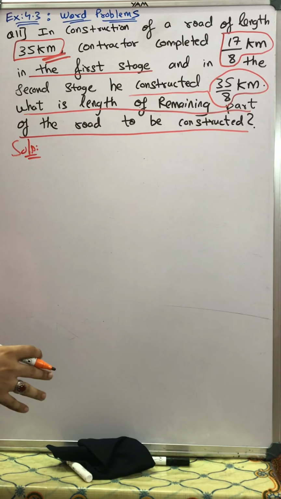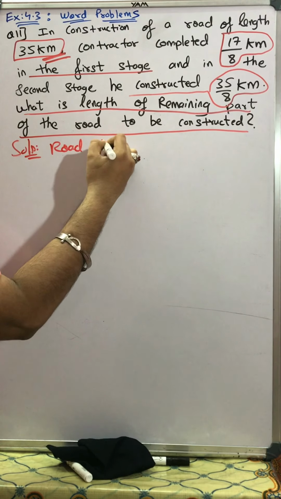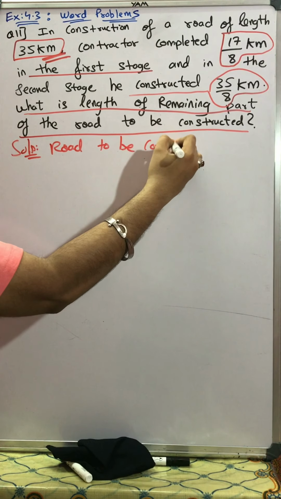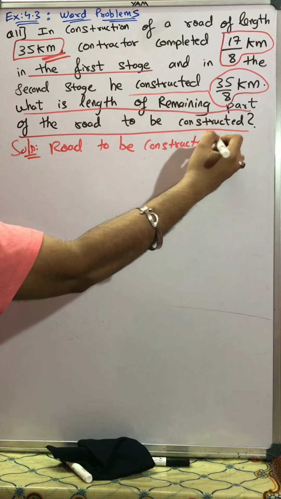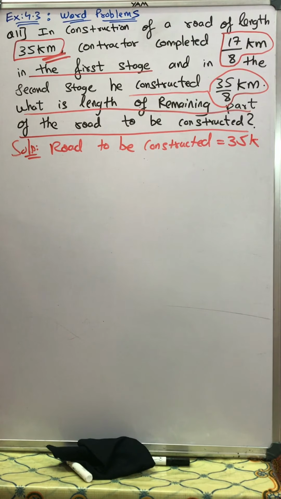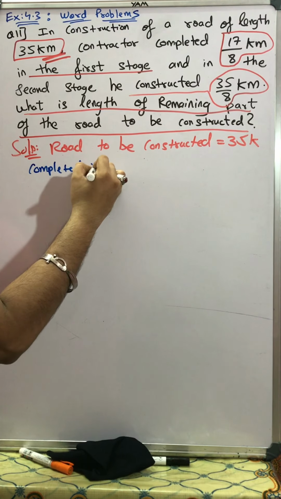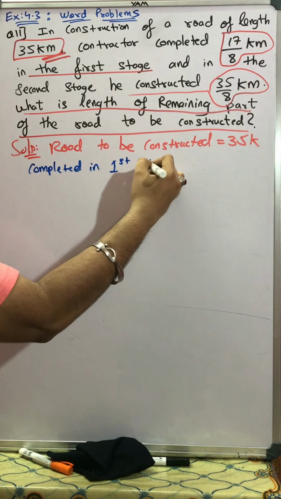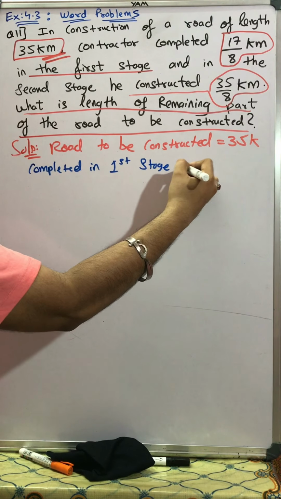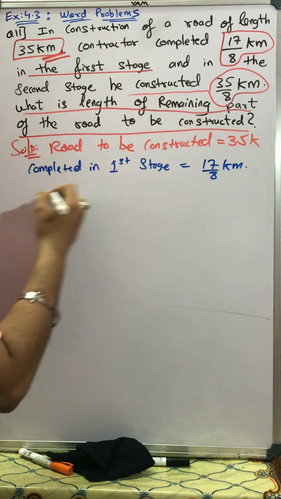First let's list down the data that is given. Road to be constructed is how much? 35 kilometers. Okay. Next, let's write about the first part. Completed in first stage. How much? It's given 17 upon 8 kilometers.